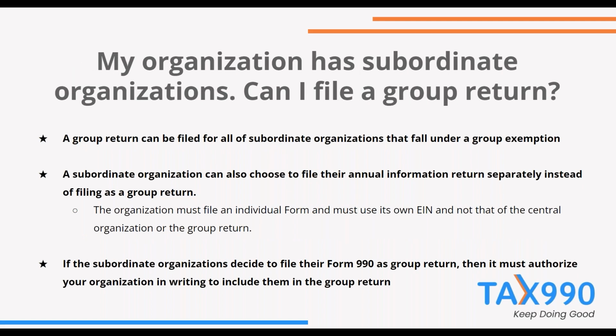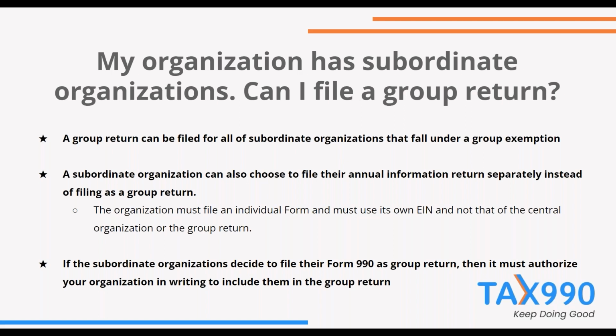My organization has subordinate organizations. Can I file a group return? You can file a group return for all of your subordinate organizations that fall under a group exemption, provided that your subordinate organizations are affiliated with the central organization at the time its tax year ends.